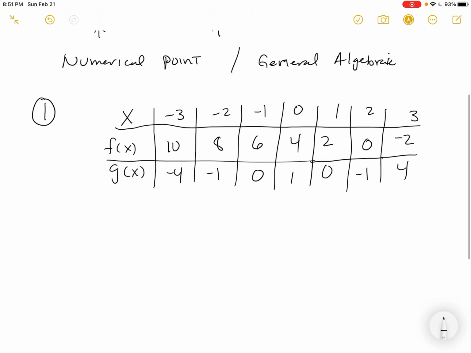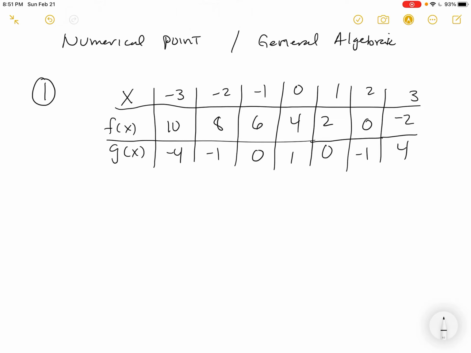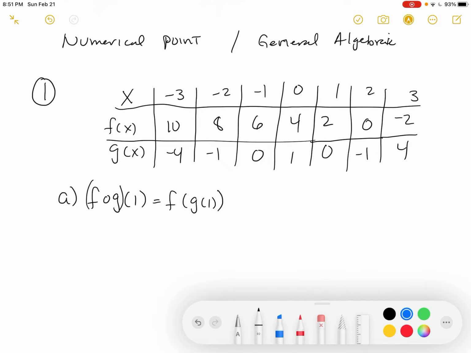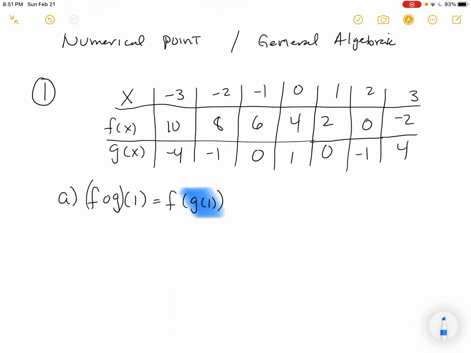And so here are the things that they're going to ask you to do. For example, they'll have number 1, part A. They're going to ask you to do f composed with g of 1. I'll put it the way they have it, in parentheses. No problem. This is just f of g of 1. That's what they want to make sure that you remember. So what's g of 1? Let's go find it. I'll highlight it in blue. Here's g along the bottom row. G of 1 is 0.